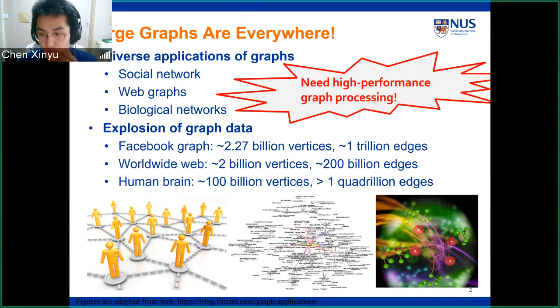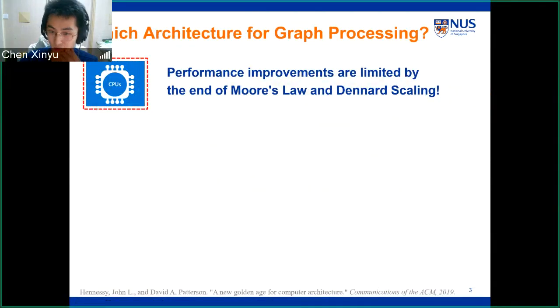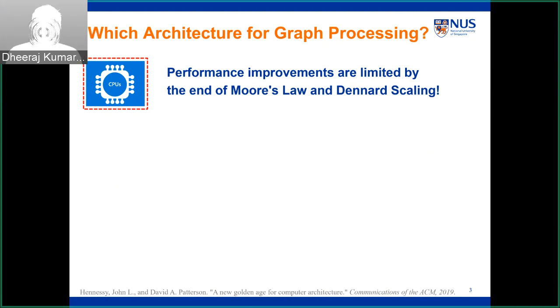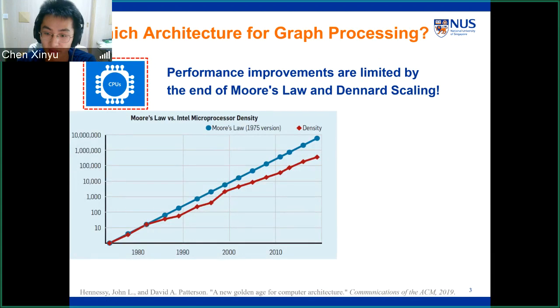So to achieve very high performance graph processing, the first problem we need to dig into is which architecture to consider for graph processing. The first architecture we consider should be CPUs, because it's very general and it's everywhere. You can find it in any server, right? However, for CPUs, the problem is that the performance is limited by the end of Moore's law and Dennard scaling. Let's see the first figure.